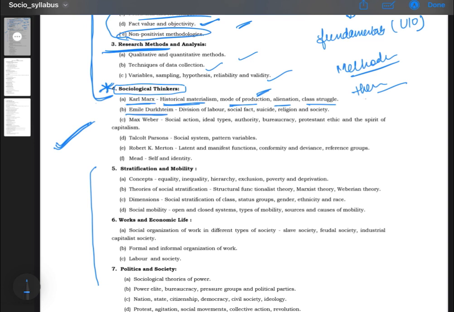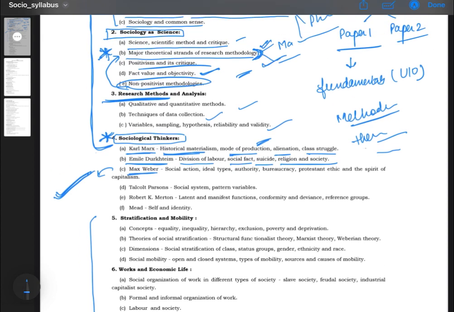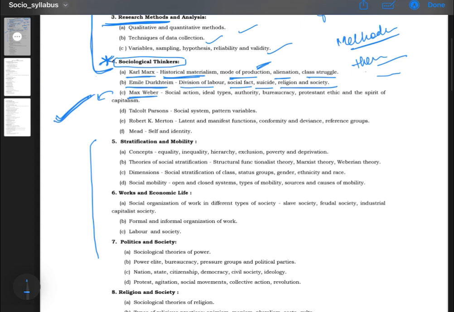Next thinker we have is Emile Durkheim. His contributions were division of labor, social fact, religion, and society. Then Max Weber. We will be looking at how different thinkers are related, how different thinkers have different methodologies. In this chapter, we will also see that. Max Weber's major contributions: social action, ideal types, authority, bureaucracy, Protestant ethic, and the spirit of capitalism. This is very important. It is, if we can say, the most important study that has been done in the sociological arena.